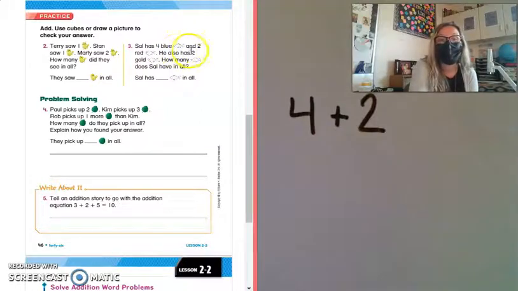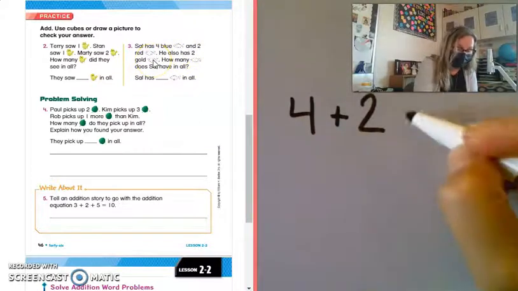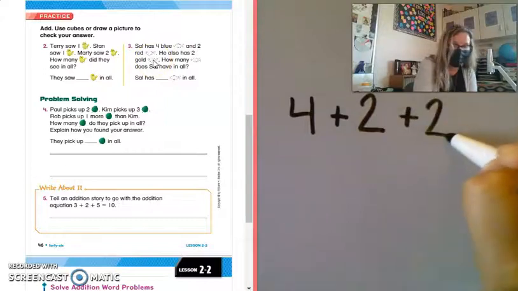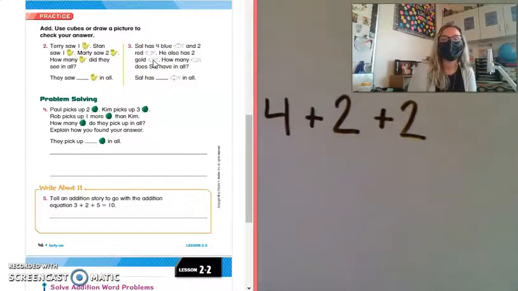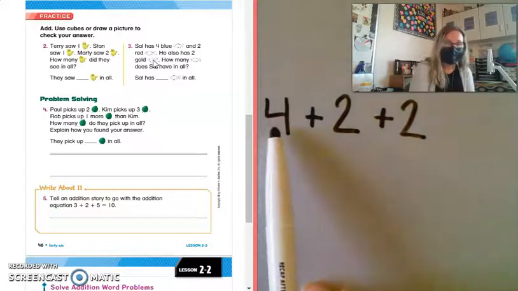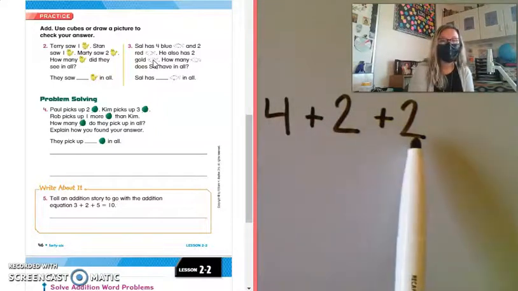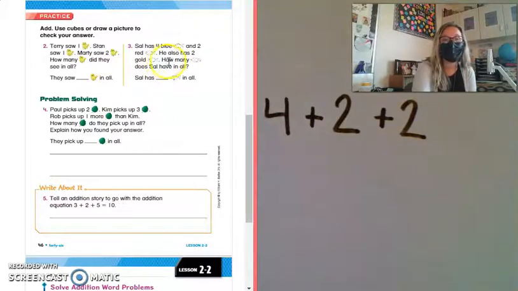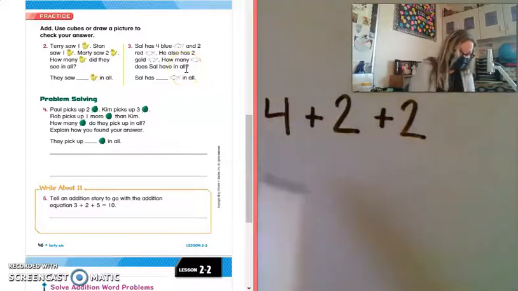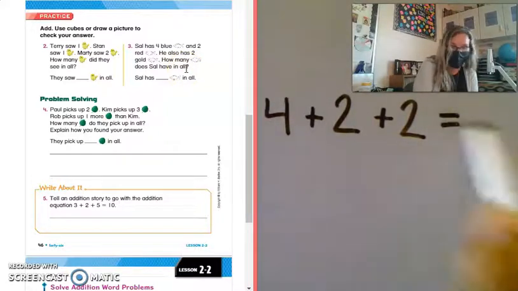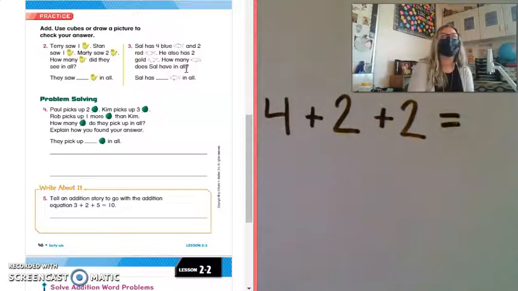He also has 2 goldfish. So circle 2 goldfish, and I'm going to write down 2 goldfish. So here we have 4 blue fish plus 2 red fish plus 2 goldfish. And our question to underline says, how many fish does Sal have in all? So let's add these up to find out how many fish he has total. What 2 numbers would you like me to bring together first?